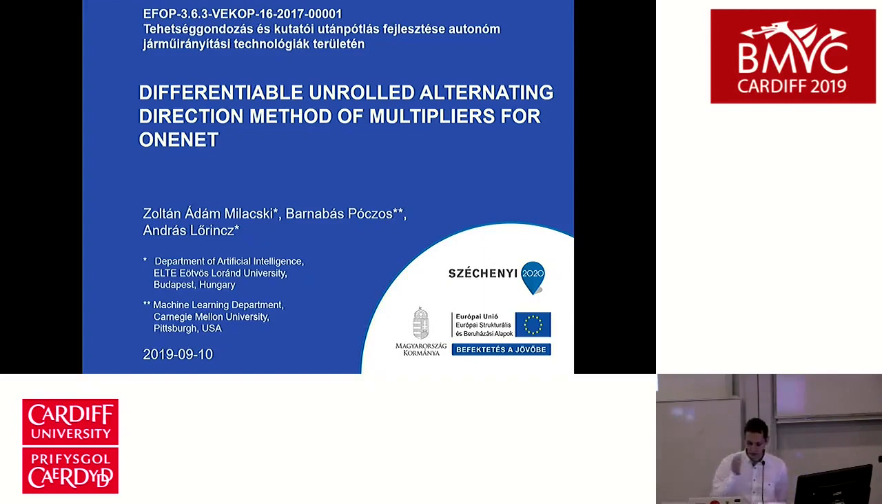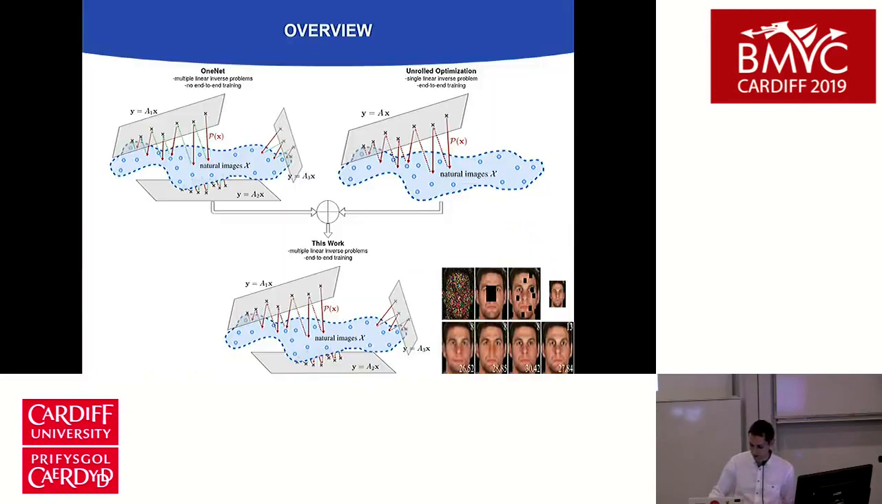This is a joint work with my PhD supervisor from Eötvös Loránd University and with Barnabás Póczos from Carnegie Mellon University. The first slide is an overview of the procedure. Our method is the combination of two previously published methods: OneNet and unrolled optimization. What OneNet does is that it projects points back and forth between a hyperplane and a natural image set.